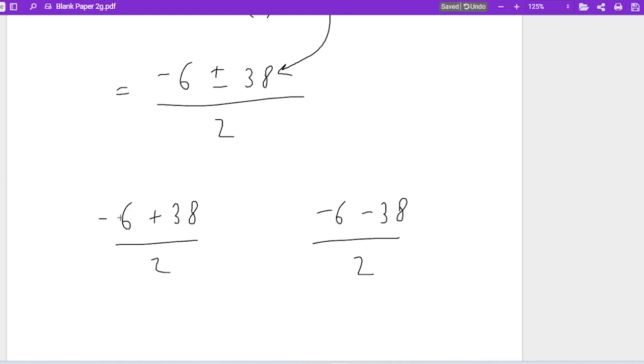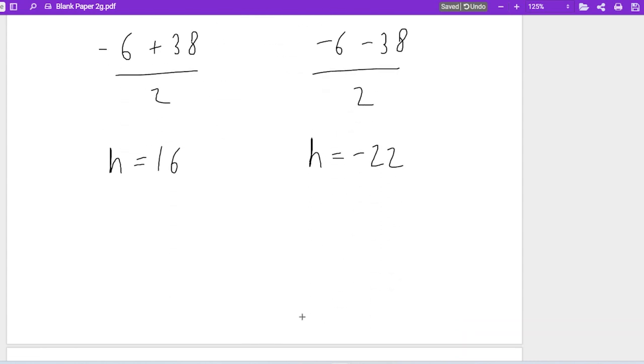The first solution I'm going to get is 38 minus 6 is 32, 32 over 2, so I get 16. The other solution is going to be negative 44 over 2, so negative 22. Now I can't have two answers for my height. There can only be one height in this problem. And I'm going to tell you it cannot be the negative because you cannot have a negative height in real life. So the height's going to be 16 feet.